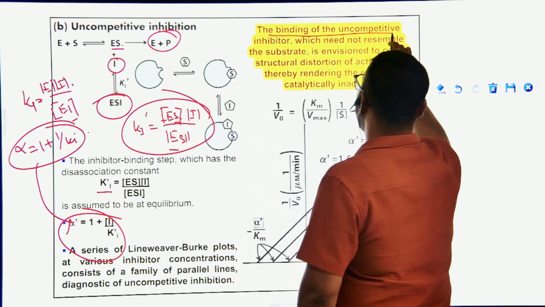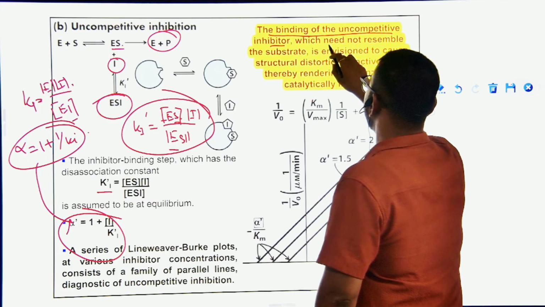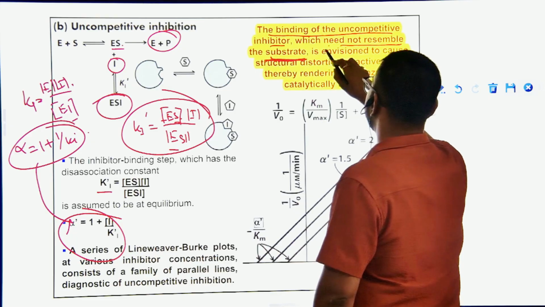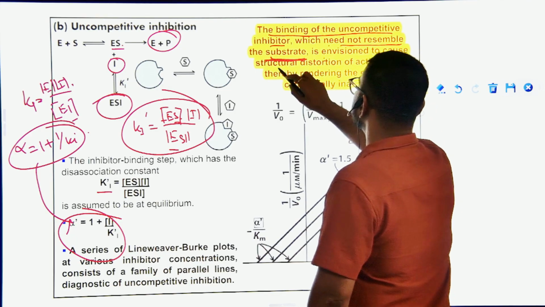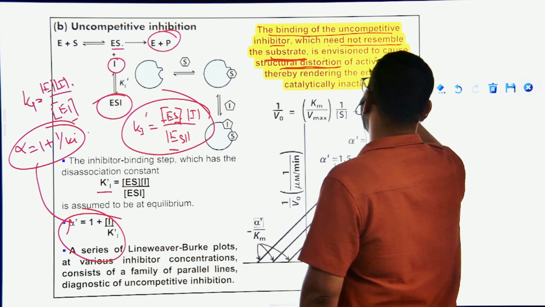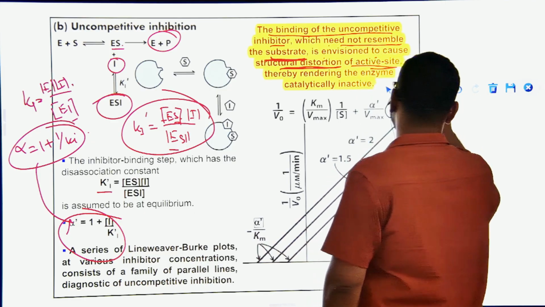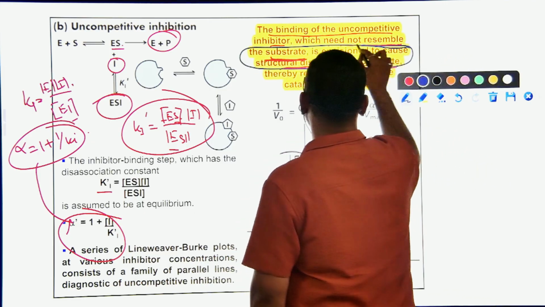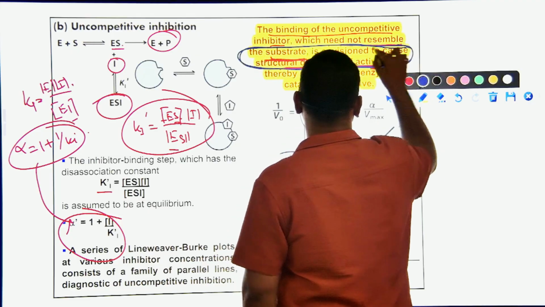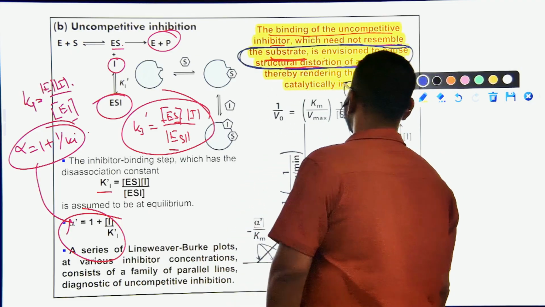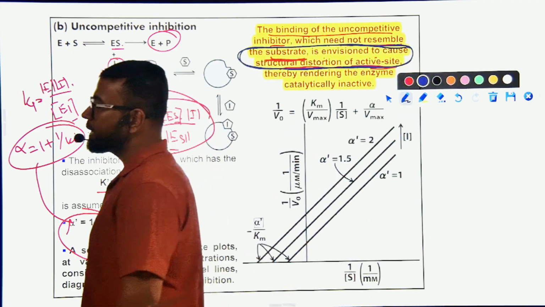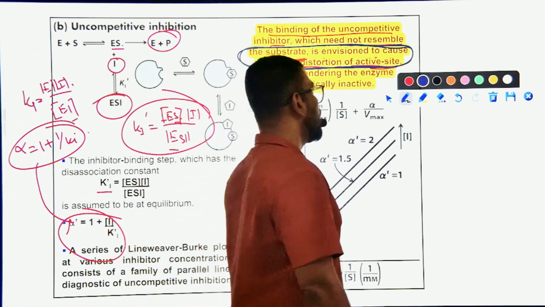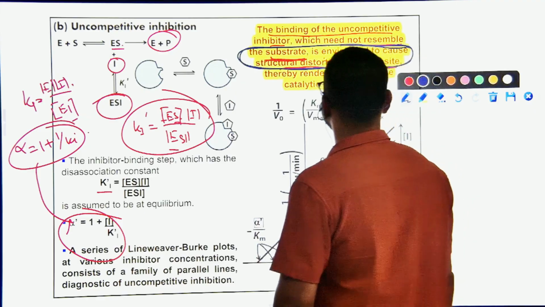The binding of uncompetitive inhibitor, which need not resemble the substrate, is envisioned to cause structural distortion of the active site. Very important statement. Structural distortion of the active site. A statement-wise question can come from this, thereby rendering the enzyme catalytically inactive. Structural distortion of the active site of an enzyme.